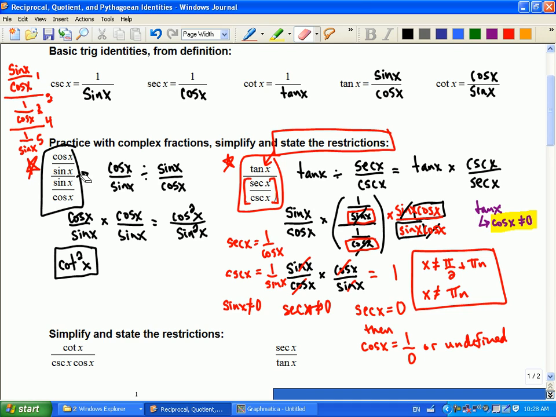This one hopefully was a little easier because they're not hiding any divisions from you. We're trying to make sure that sine of x does not equal 0. And we already talked about that here. So x can't be a multiple of pi. We're also trying to make sure that cosine of x does not equal 0. And we've already talked about that over here. So x could not be equal to pi over 2 plus pi n.